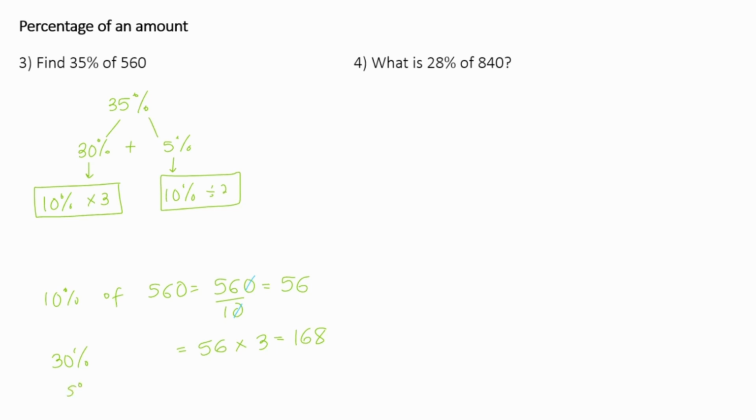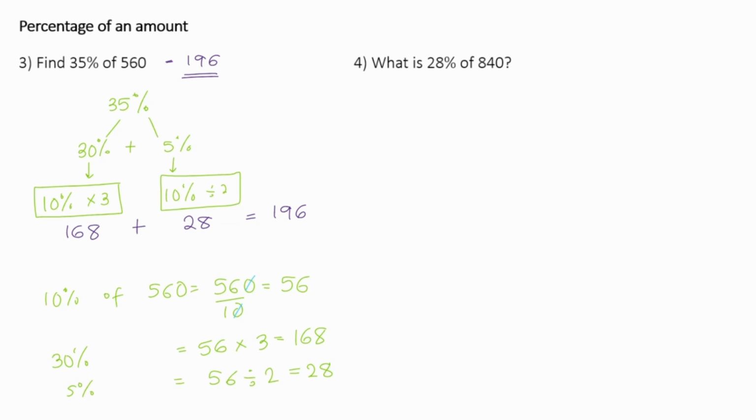And in order to find 5%, we need to halve the 10%, which was 56. So we're going to do 56 divided by 2, and that gives us 28. So 30% is 168, and 5% is 28. So to find 35%, we are going to add that, and that gives us 196. So 35% of 560 is 196.